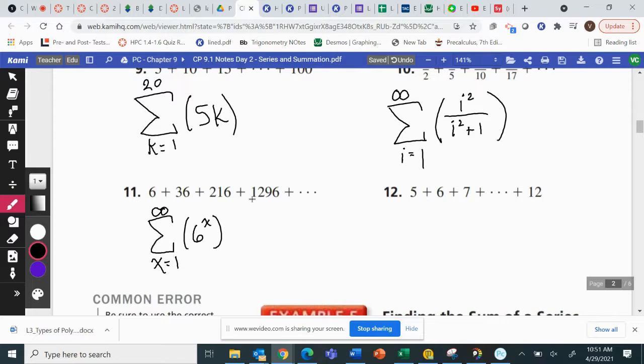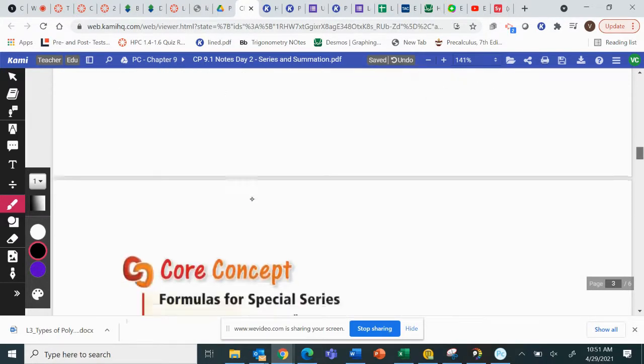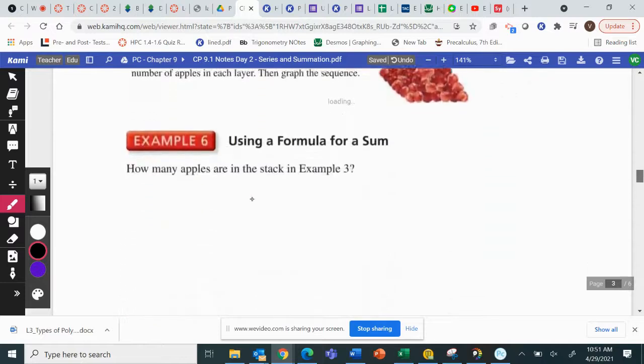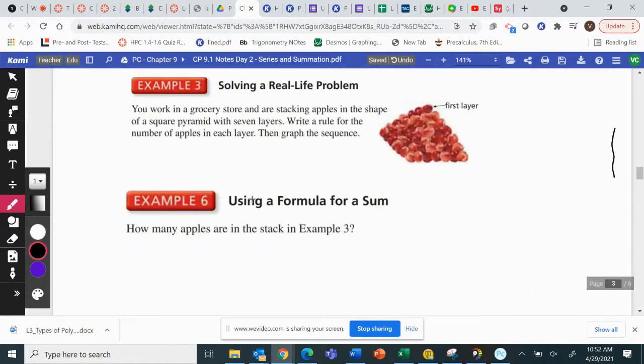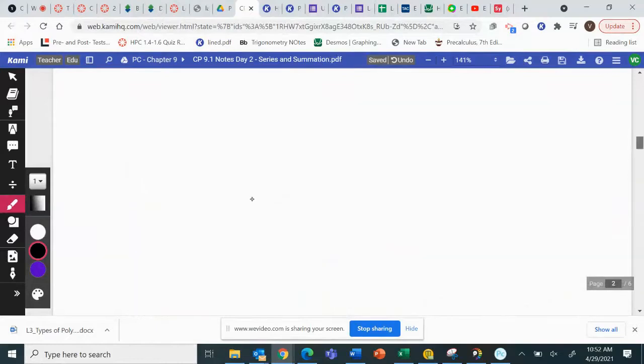All right, and then 12, we've got sigma, and I don't even know what other letters they normally use. K, I, K, K, I, okay, whatever. I'm going to use a J.